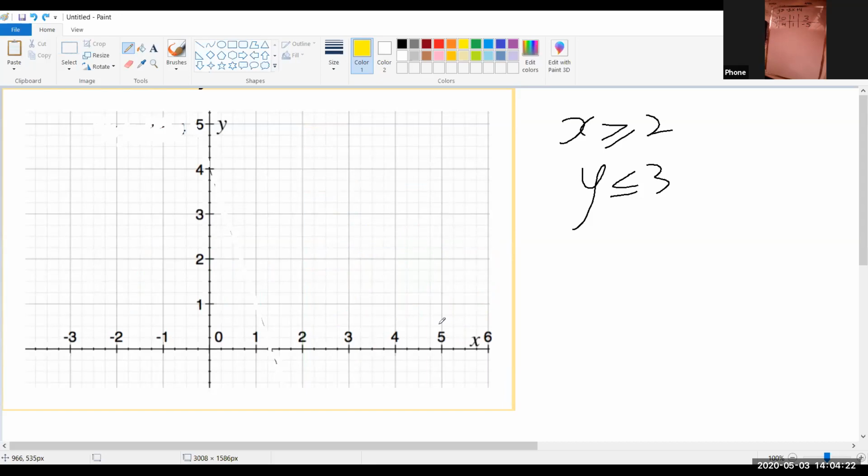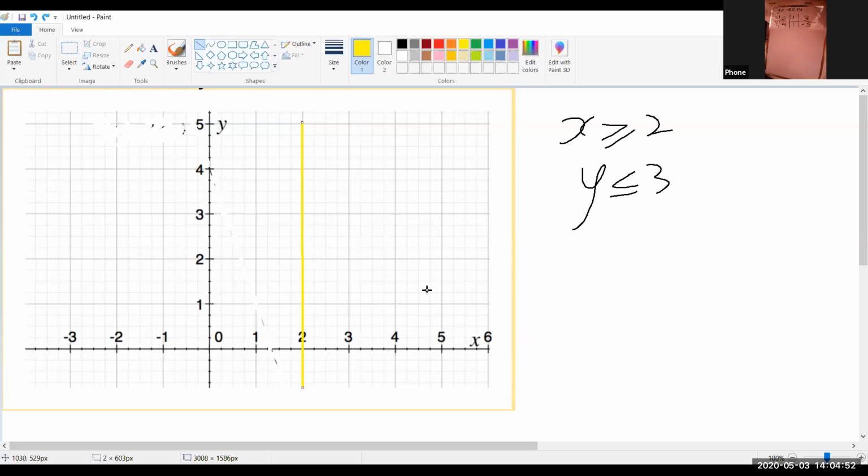Okay, so maybe I'll go back to the number line thing again. The first thing you have to do is draw the line for x is greater than or equal to 2. So we're looking for 2 on the x-axis, that's right here. So we are going to draw a line where x is equal to 2. That's a vertical line passing through 2.